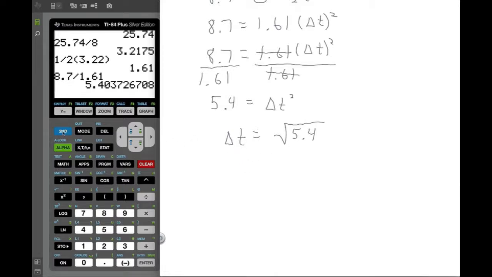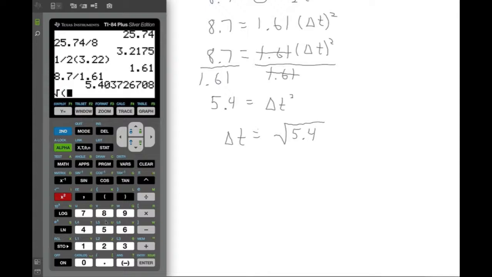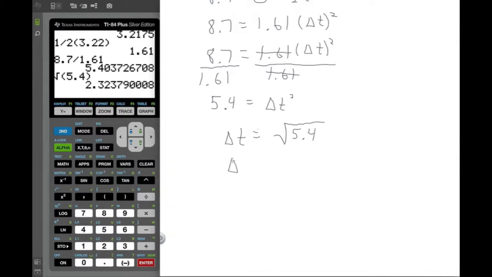So now we can do that calculation, the square root of 5.4. Okay, and so we've gotten that our delta t is, I'll just round that off to 2.3. Remember that now that we have a single number, we should put in the units. So I'll put in the units here of seconds.